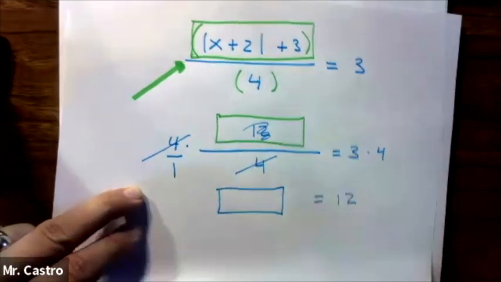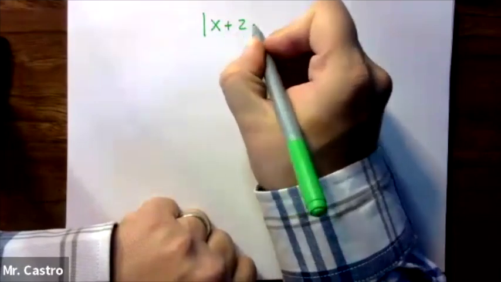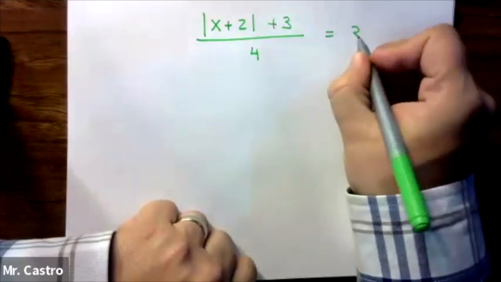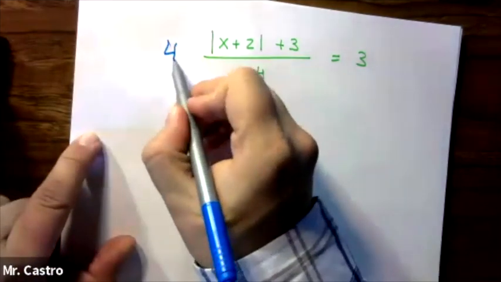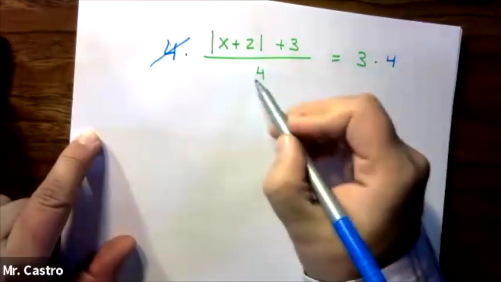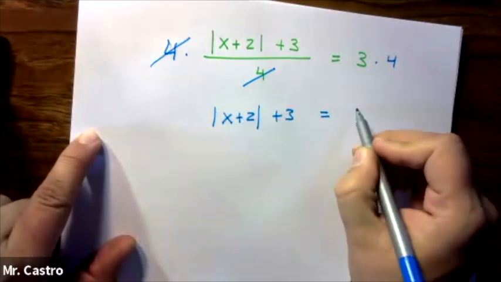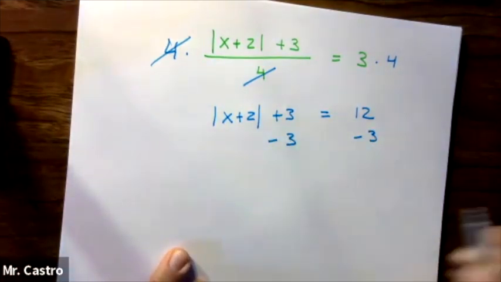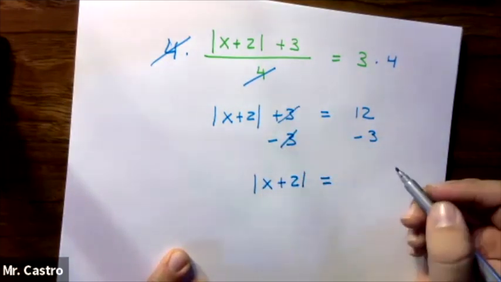All right. Now I'm going to look at this algebraically using the rules that we studied last time. So the absolute value of x plus 2, plus 3, divided by 4 is equal to 3. All right, I'm going to multiply both sides by 4. Absolute value of x plus 2 plus 3 is equal to 12. Going to subtract 3 from both sides. Absolute value of x plus 2 is equal to 9.